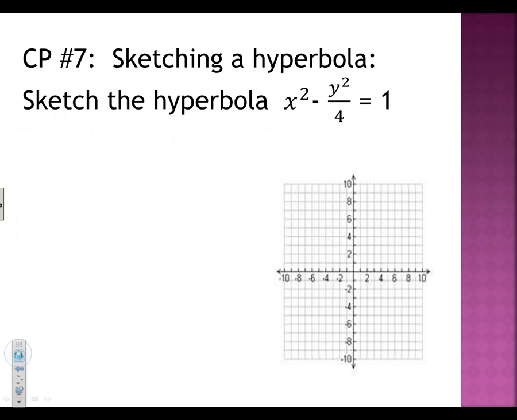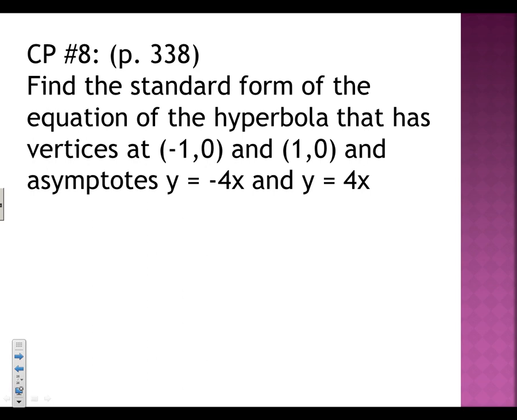One left. Let's do this. Find the standard form of the equation of the hyperbola that has vertices at negative 1, 0, and 1, 0, and asymptotes y equals negative 4x and y equals 4x. All right, well, if your vertices are negative 1 and 1, a must be 1.